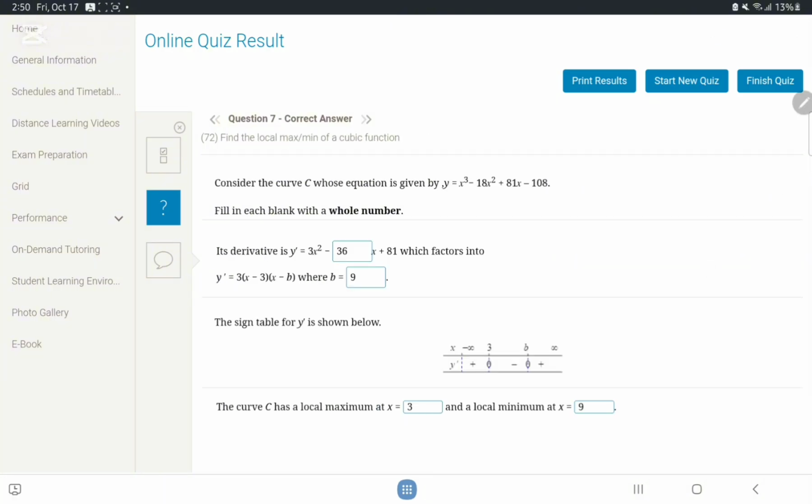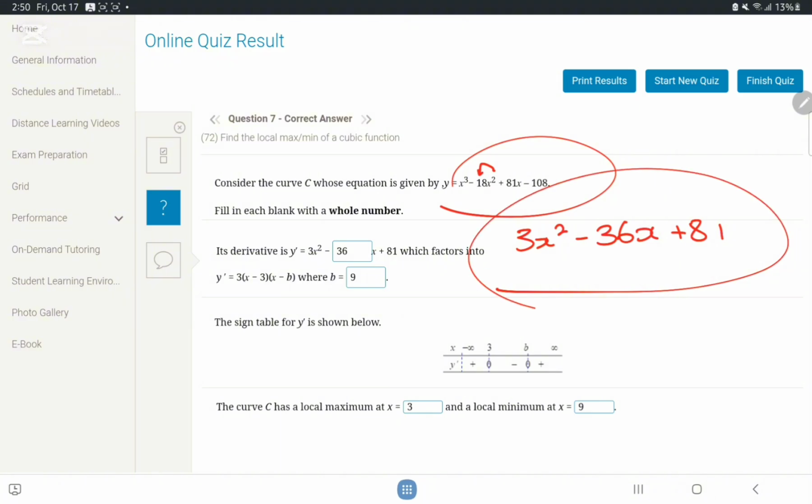For this question, they want us to find the derivative, so let's derive this one. 3x squared minus 2 times 18 will be negative, it will be 36x, 2 minus 1, plus 81. X cancels out, and negative 108 is cancelled. So we have this. Then to find the roots, we do mod 5 3, and you will get 3 and 9. So 3 is placed here and 9 will be placed with B.